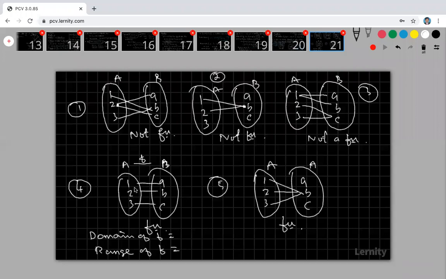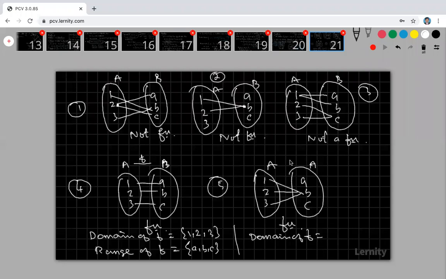Actually, this is my ordered pair. 1 comma A is one ordered pair, 2 comma B is an ordered pair, 3 comma C is an ordered pair. So these are the first elements. Collect all the first elements. What is my range? In your ordered pairs, collect the second elements, that is A, B, C.